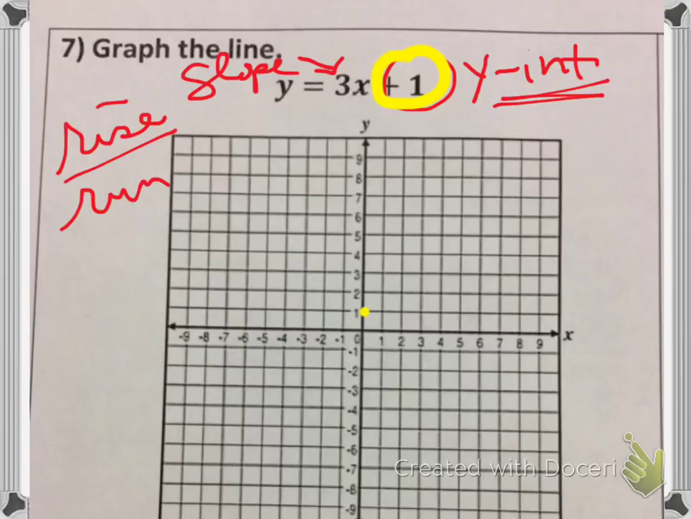My slope tells me how far to rise and how far to run. If it's not a fraction, I'm going to make it a fraction. The number 3 becomes a fraction by being the number 3 over 1, and then I'm just going to follow my rise, which is up 3, so 1, 2, 3, and over 1. Up 3, over 1, up 3, over 1, and my line goes through those ordered pairs. I didn't do a very good job getting my line through those ordered pairs, but just do the best you can.